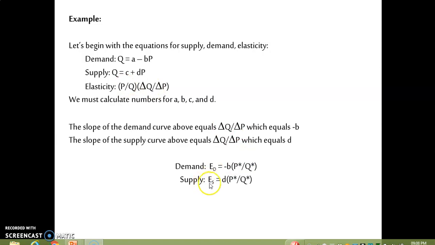And then for our price elasticity of supply, we can substitute D for this portion, change in Q over change in P, multiplied by the ratio of our equilibrium price to quantity, which is that portion of the formula over there. So we have our starting point.